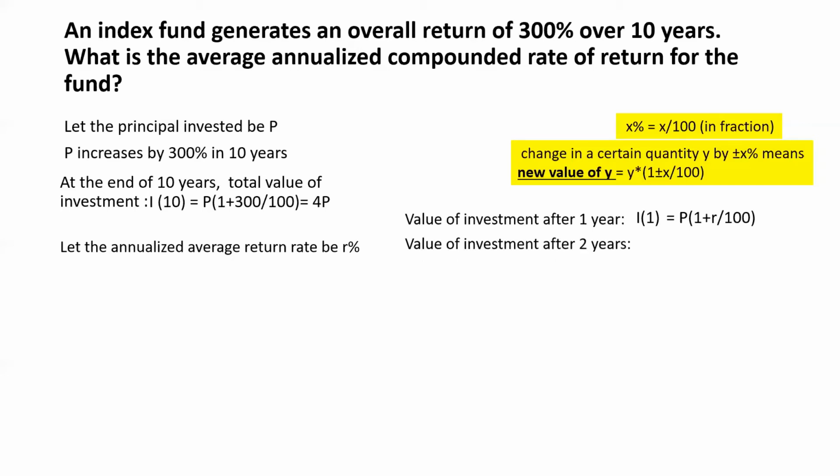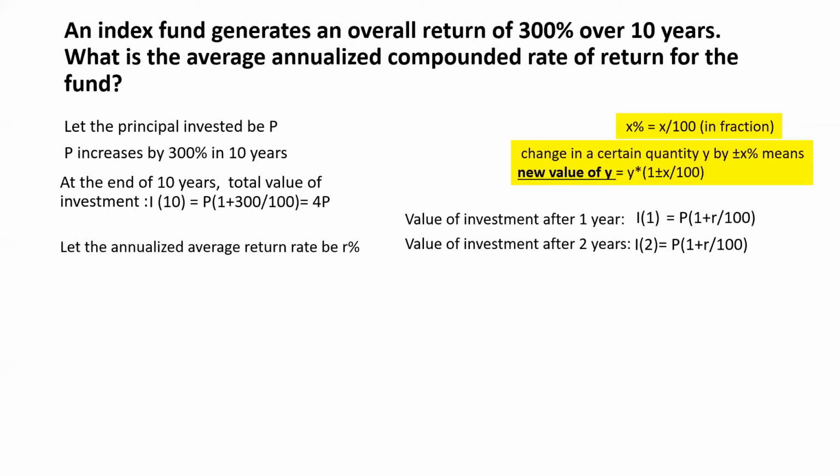So what's the value of the investment after 2 years? Let that be I2. That will be whatever amount the money was at the end of the first year, which we just calculated in the previous step: P multiplied by 1 plus R by 100. So that was the value of the investment at the beginning of the second year, right? And this grew further by R%.